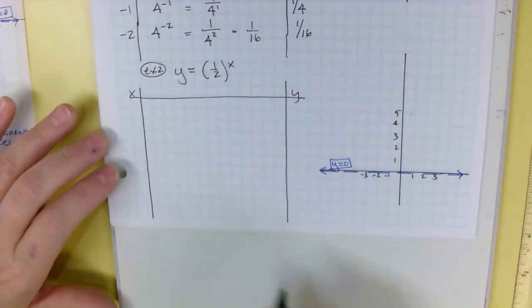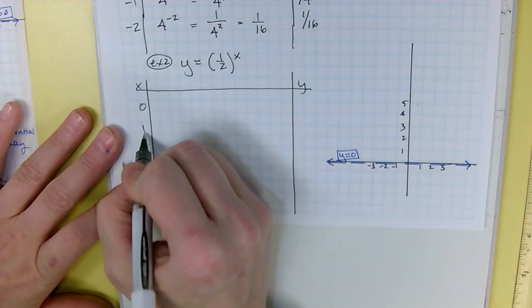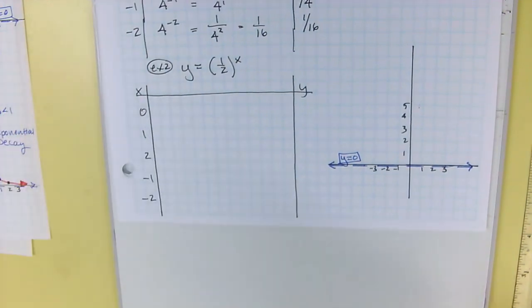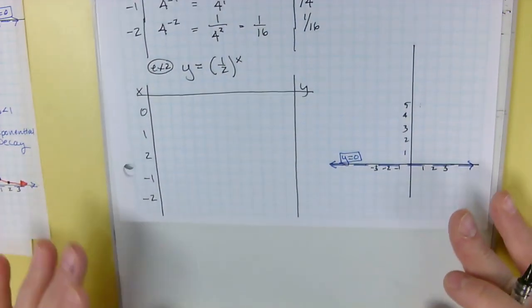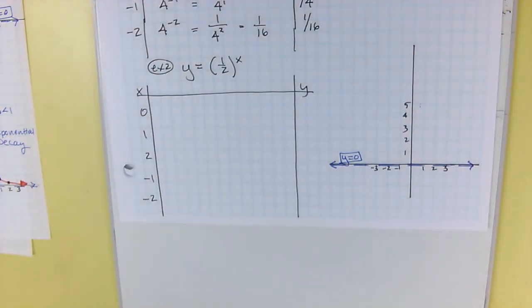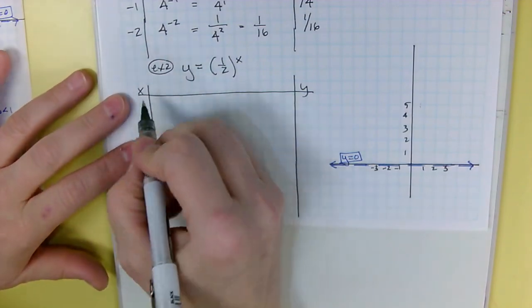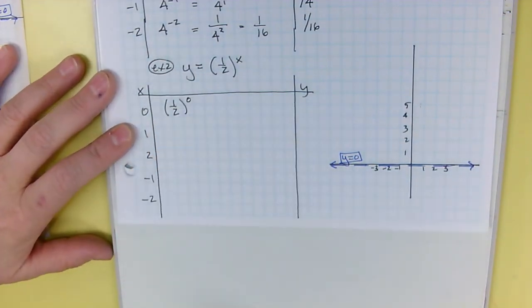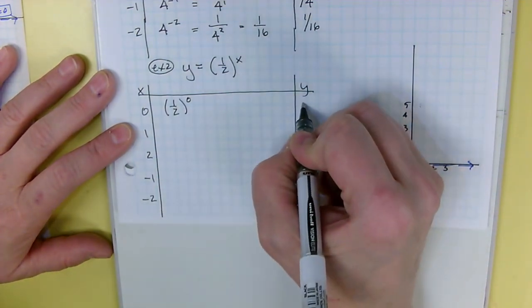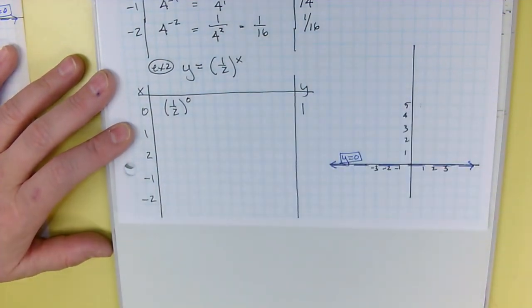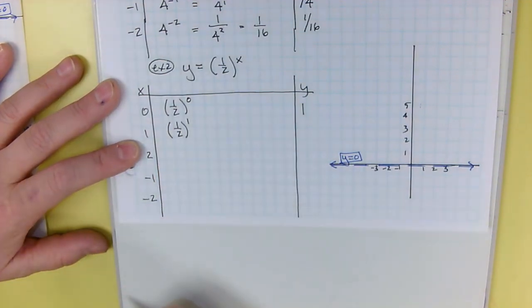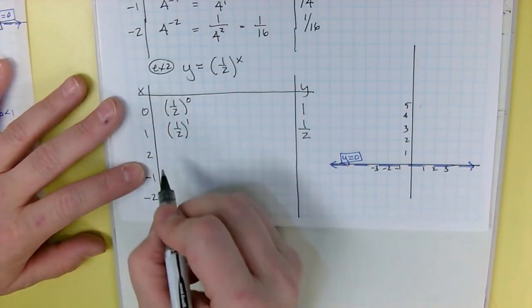And again, we can start with 0 and then do a 1 and a 2 and then do a -1 and a -2, and we will feel free to skip a couple of those if we need to. Okay, so here we go. 0 first. 1/2 to the power of 0. Anything to the power of 0 is 1. Okay, now to the power of 1. 1/2 to the power of 1 is 1/2.